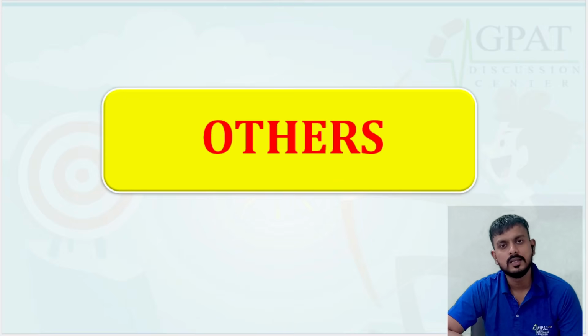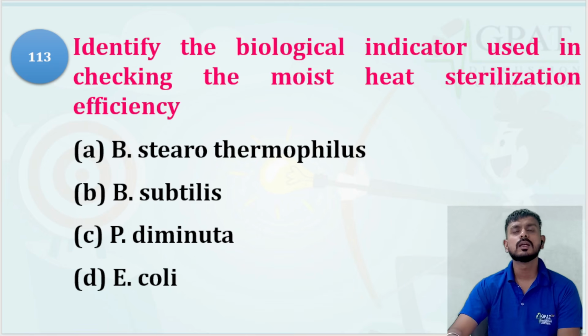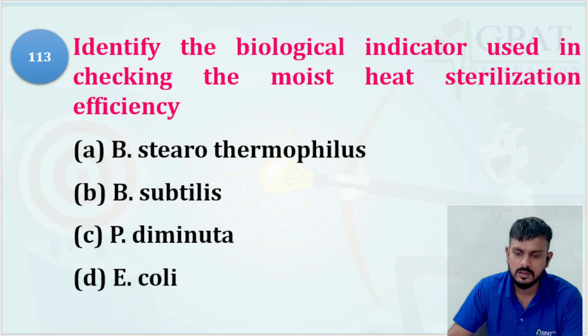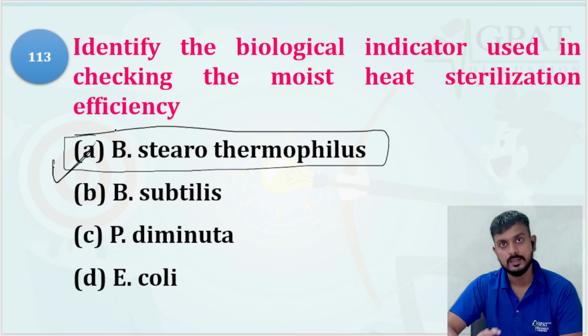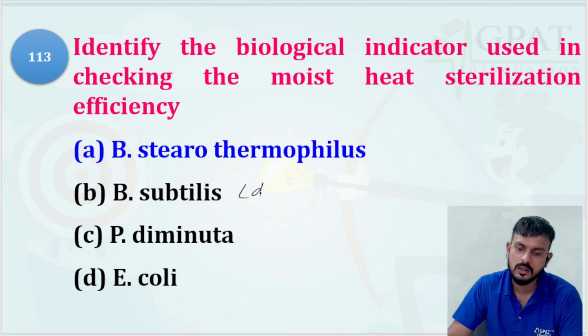Hello, dear students. Let's discuss the question from the microbiology syllabus. Question number 113 says: identify the biological indicator which is used in checking moist heat sterilization. We have assigned special types of microorganisms to identify the specific sterilization process. For moist heat sterilization, the options are Bacillus stearothermophilus, Bacillus subtilis, Pseudomonas diminuta, or E. coli. For moist heat sterilization, it is basically Bacillus stearothermophilus. Option A is the correct answer. Bacillus subtilis is used for dry heat.